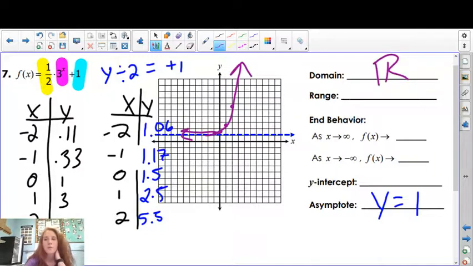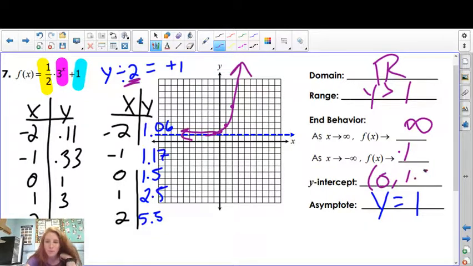Range is all real numbers. I'm sorry, domain is all real numbers again. Range: y is greater than 1. Definitely 1. My asymptote is 1. As x's continue to grow, they go off towards infinity. As they continue to decrease, they go off towards 1. My intercept is 0, 1.5.